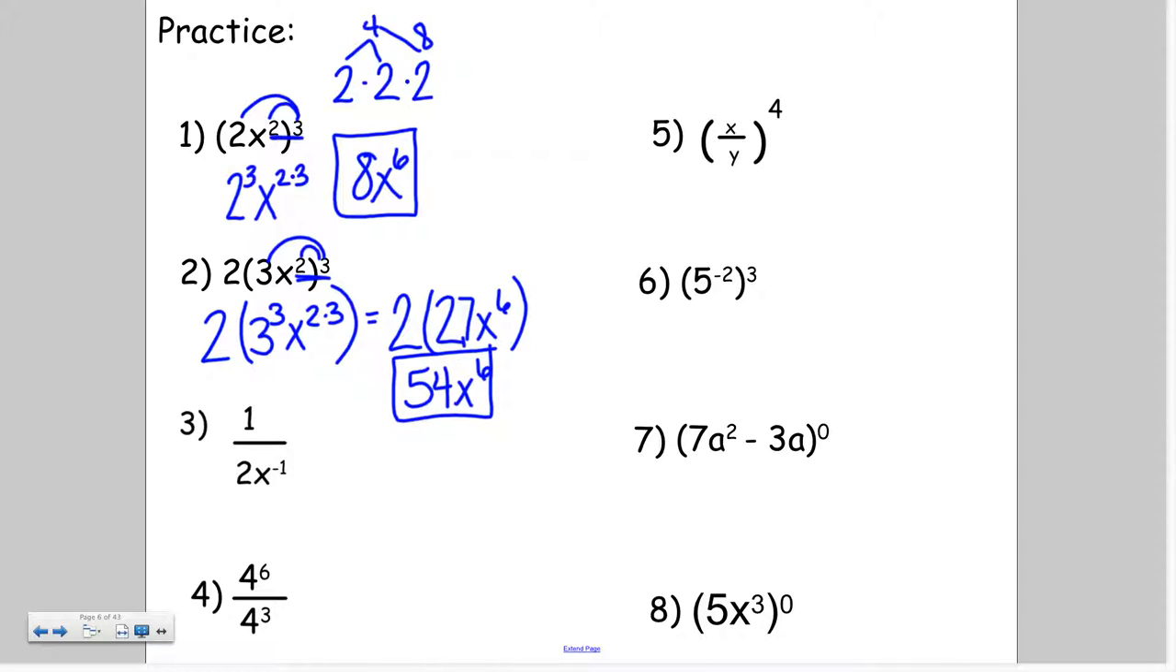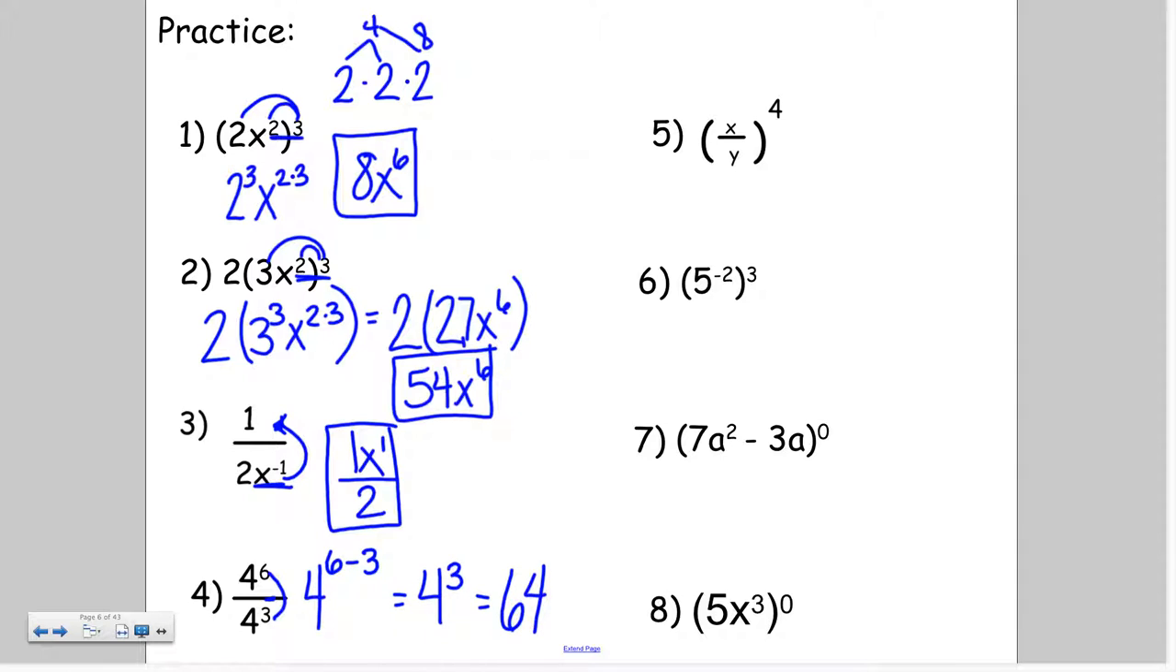All right, number 3. I have a negative exponent, so I'm going to move this to the top. So I have 1 x to the 1st over 2. All right, number 4. I'm dividing. I have the same base, so I'm going to subtract my 2 exponents. So I keep my base, which is 4. 4 to the 6th minus 3, and that's going to equal 4 to the 3rd. Now you can leave it this way, or you can go ahead and get your answer, which is 64.